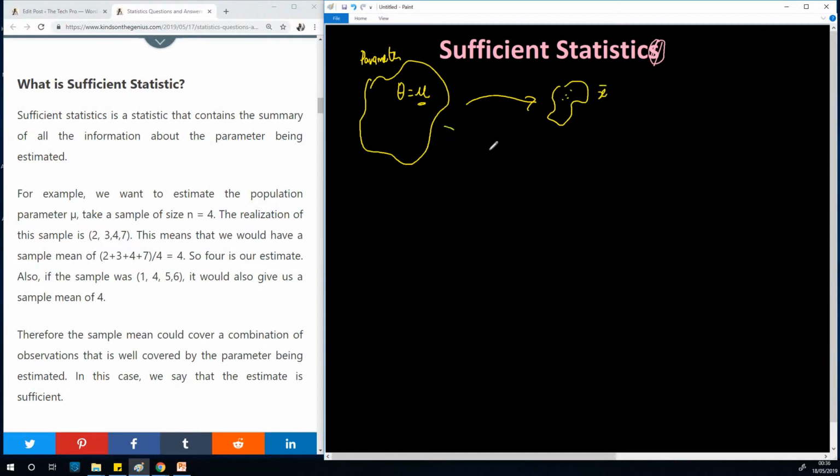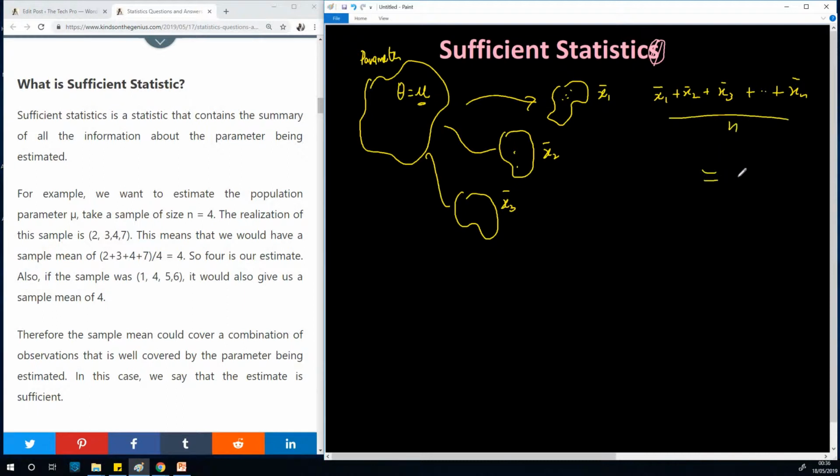Of course, you know you need to take several samples, and then you have a sampling distribution: x1, x2, x3, and so on. So you take several samples and have a sampling distribution. In that case, the mean of these samples, x1 plus x2 plus x3 plus ... plus xn over n, will tend to give us this.